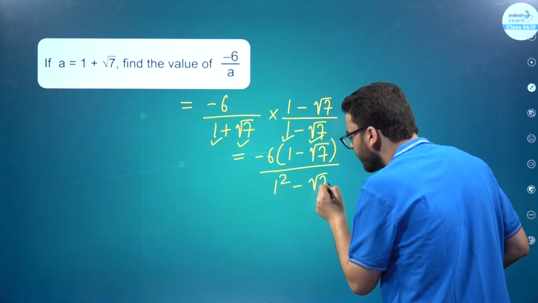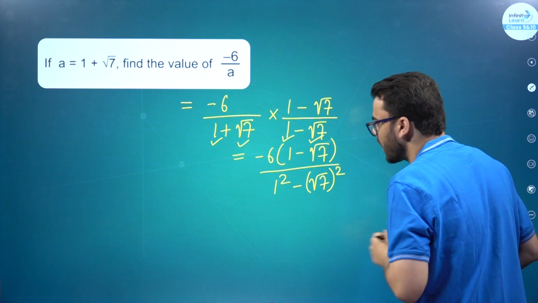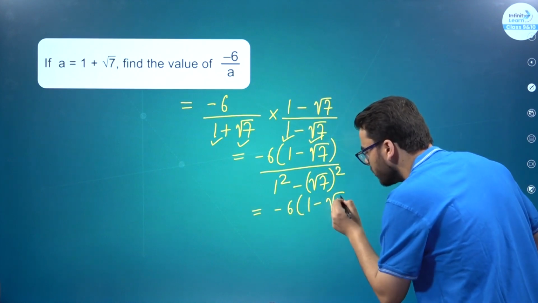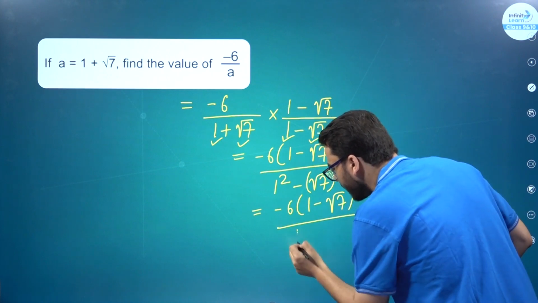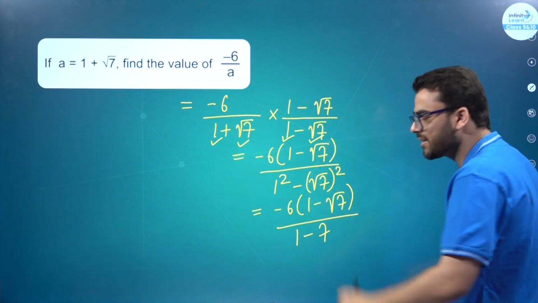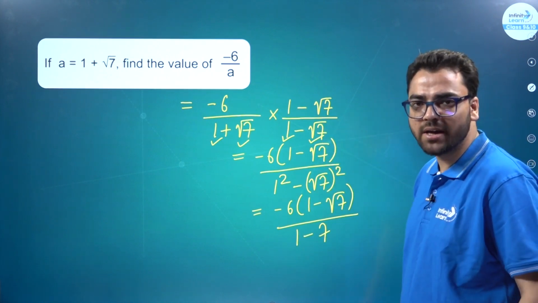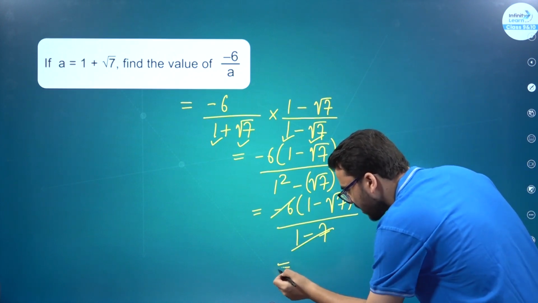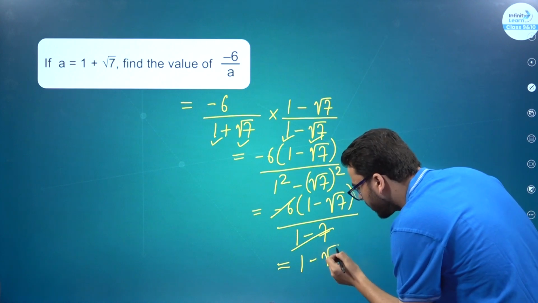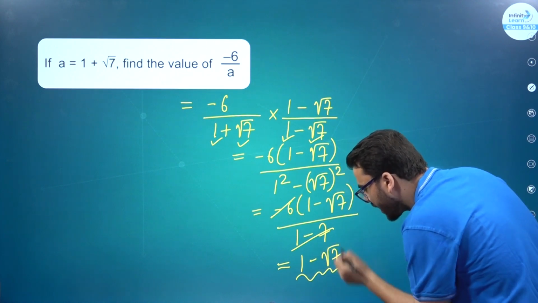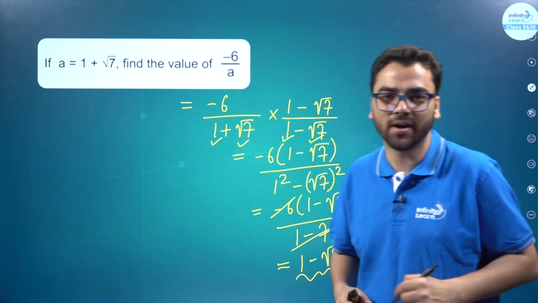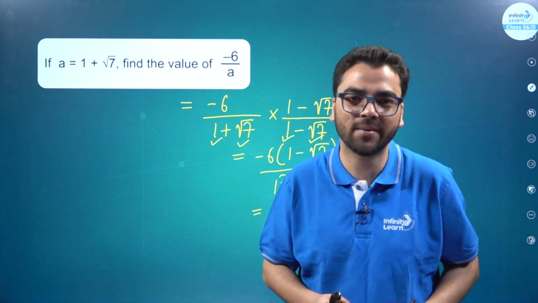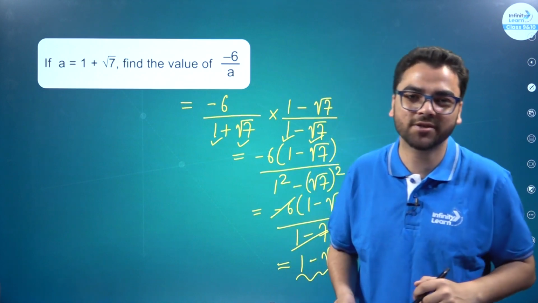So 1 square minus root 7 the whole square. So that is equal to minus 6 into 1 minus root 7 divided by 1 minus 7, because root 7 square will be 7 only. So you see this is minus 6, this is also minus 6. So after rationalizing the denominator over here, we are getting 1 minus root 7, and that is the answer over here. So this was a simple example on the basis of this concept. Let us do one or two more questions on the basis of this.